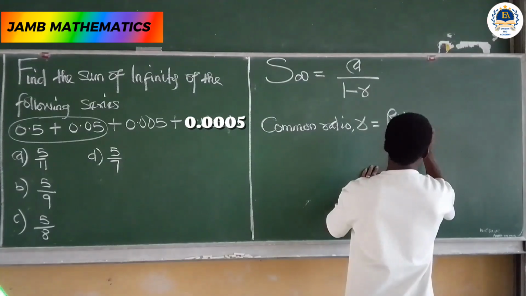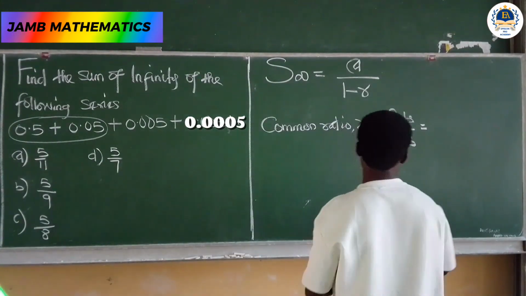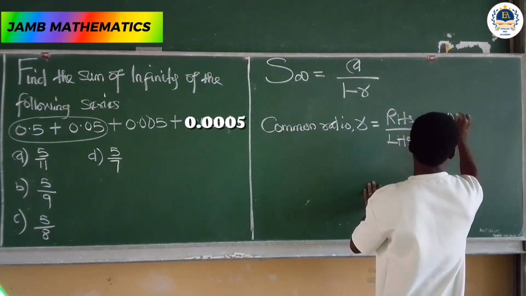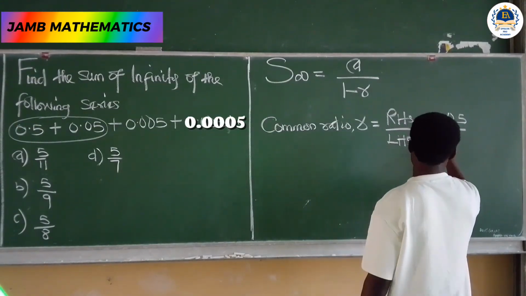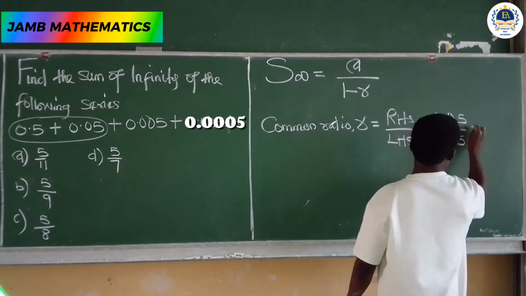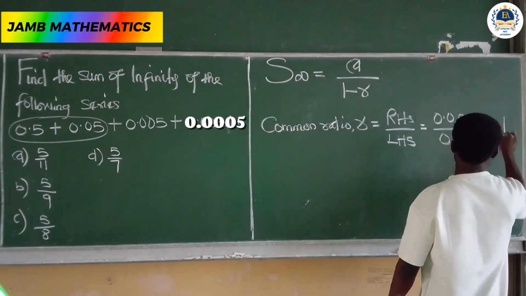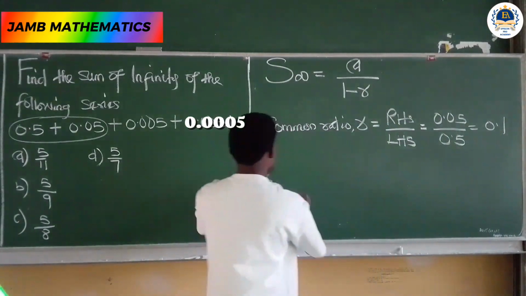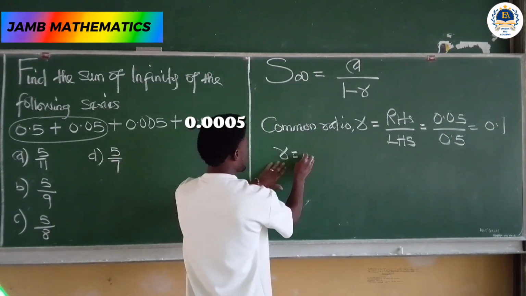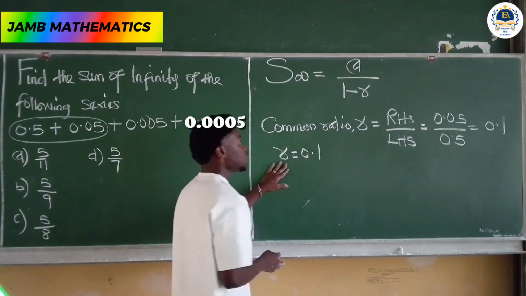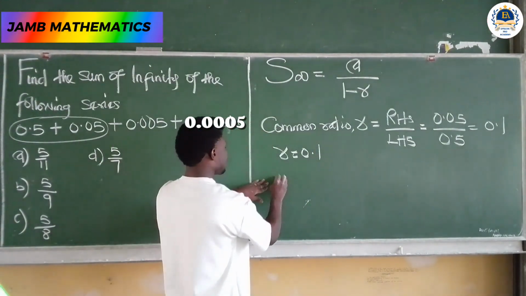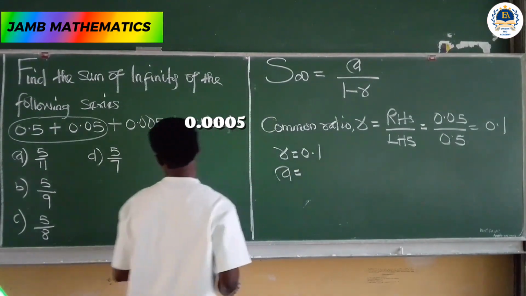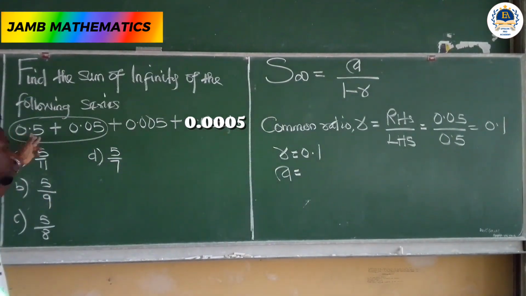So it will become, on the right hand side we have 0.05 divided by, on the left we have 0.5, and this will give 0.1. So R, which is the common ratio, is equal to 0.1. So at this point we can substitute into the formula. But the first term is also given. The first term, A, is the first number written, which is 0.5.